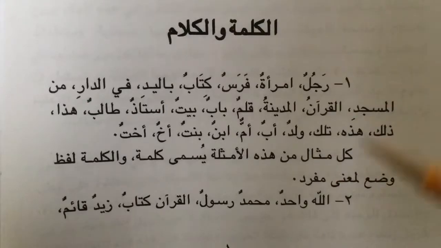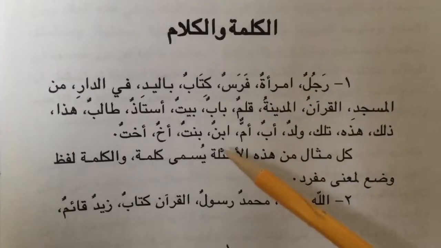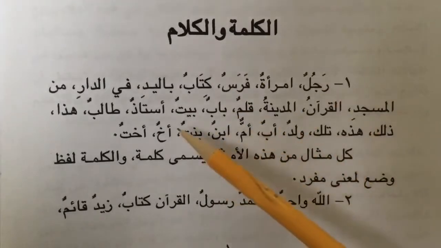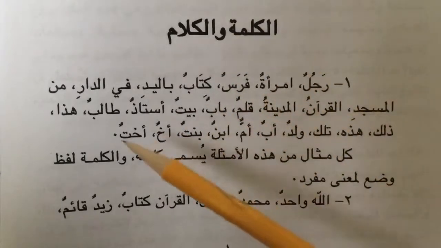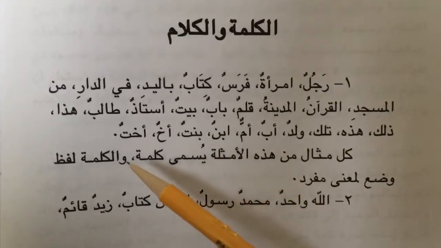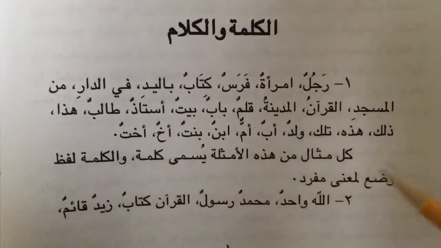Waladun, a boy. We learned that word as well. Abun, a father. Ummun, a mother. Ibnun, a son. Bintun, a daughter. Akhun, a brother. Ukhtun, a sister. All of these are, as he says right here, كل مثال من هذه الأمثلة يسمى كلمة والكلمة لفظ وضع لمعنى مفرد.